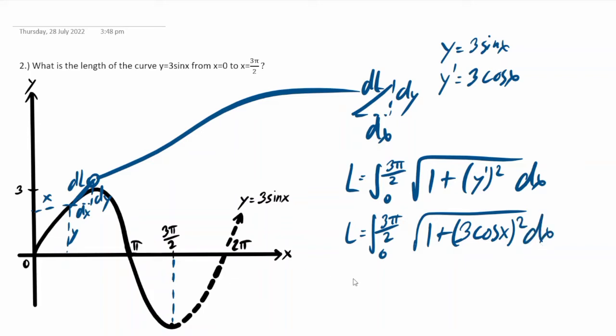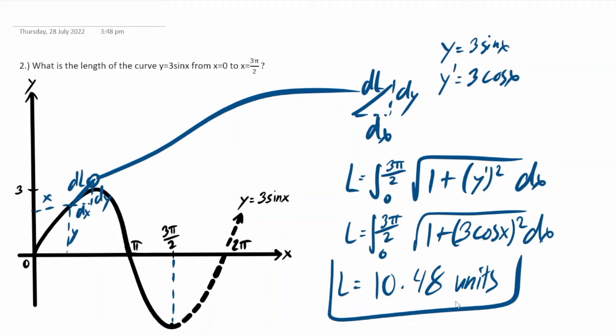There. Now to solve this, use your calculator again. And if you put this in your calculator, our answer is going to be 10.48 units. Okay, that is our final answer for this curve. And that is all for the length of the curve. Next is our surface area.